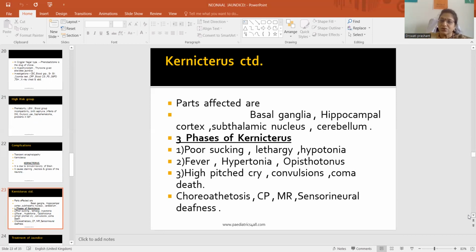Now, there are three phases of kernicterus. Stage 1: poor sucking, lethargy, hypotonia, where we can still prevent it, or the baby can come back to normal by treating this jaundice in different ways. Second stage is fever, which may or may not be there, hypertonia, opisthotonos position. Third is high pitched cry, convulsions, coma, and then it can lead to death. The long-term complications of this kernicterus are choreoathetoid CP, mental retardation, and sensorineural deafness.